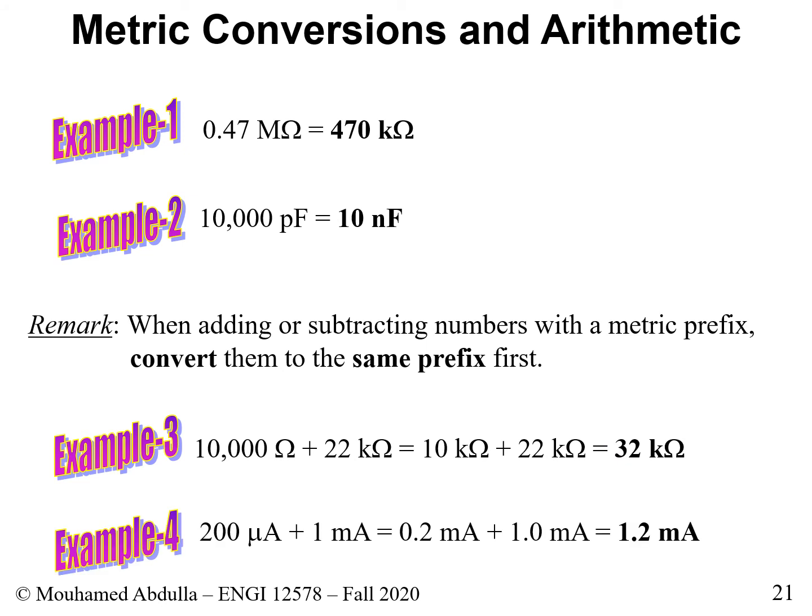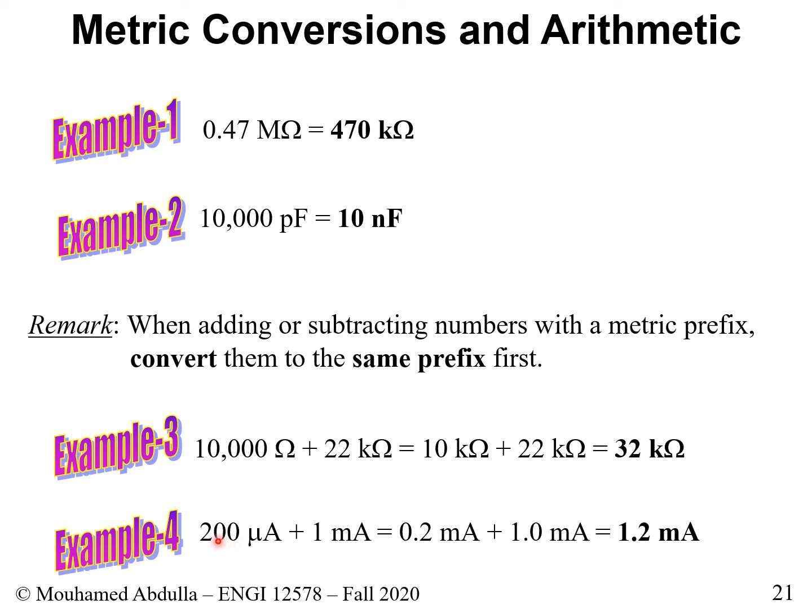Let's do another example. You're adding current. You have 200 microamp, micro is times 10 to the minus 6, plus 1 milliamp. Milliamp is times 10 to the minus 3. Now, you cannot add them because the prefixes are not the same. You need to make sure that they're both the same. So if you want to represent this in milli, you need to multiply by times 10 to the 3, and then you need to multiply by times 10 to the minus 3.